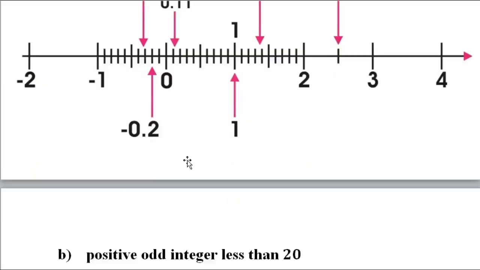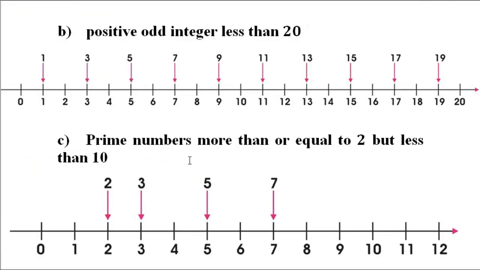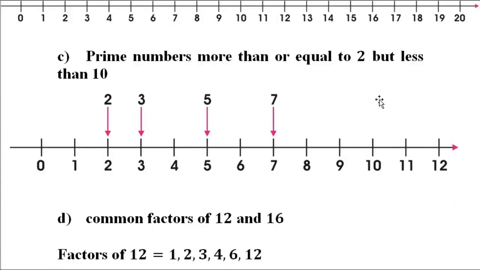The second part of the question is to illustrate positive odd integers less than 20. It's very simple to illustrate. The positive odd integers less than 20 are 1, 3, 5, 7, 9, 11, 13, 15, 17, and 19. The following number line shows positive odd integers less than 20. The third part is prime numbers greater than or equal to 2 but less than 10.